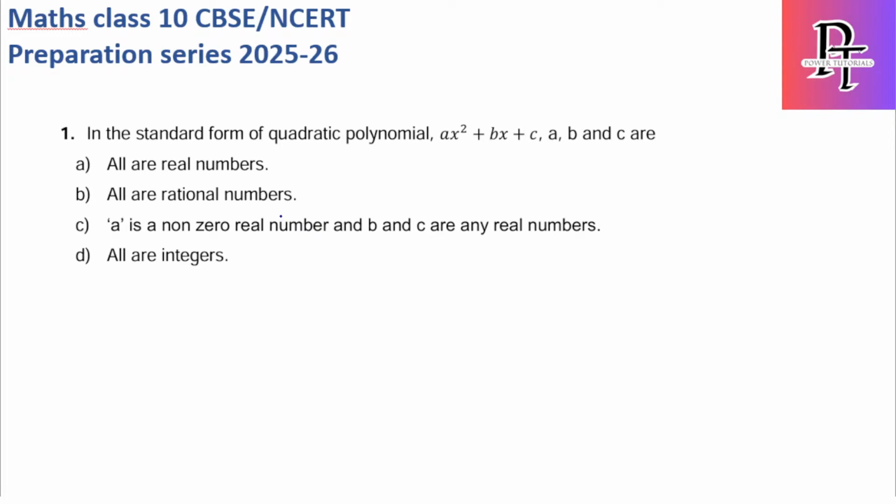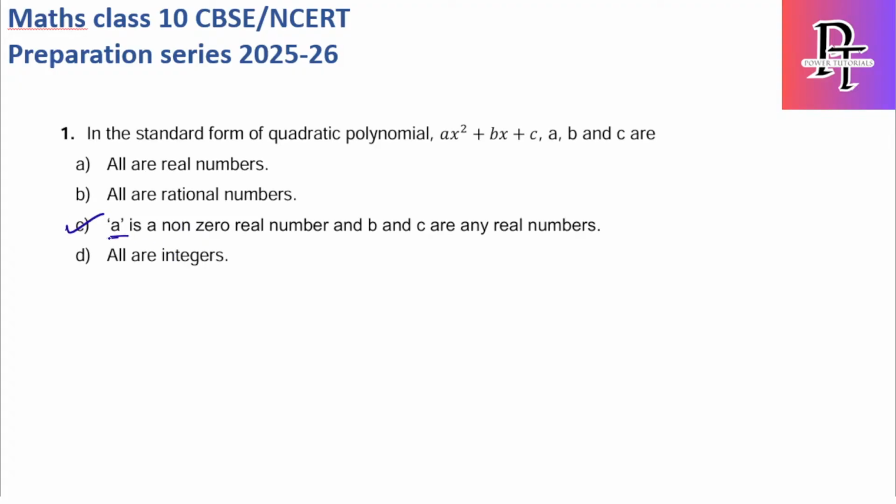In the standard form of a quadratic polynomial, a, b, c are: all real numbers, or all rational numbers, or a is a non-zero real number and b and c can be any real numbers, or all are integers. The answer should be C.